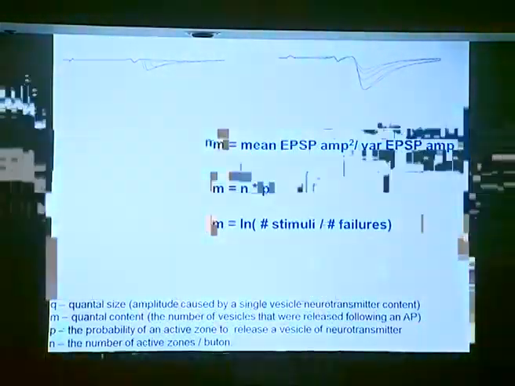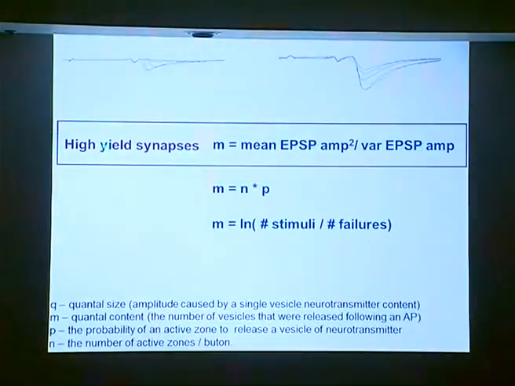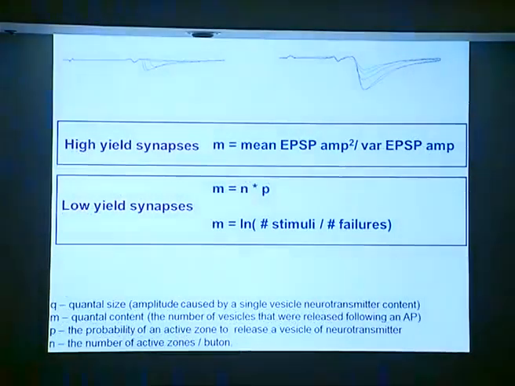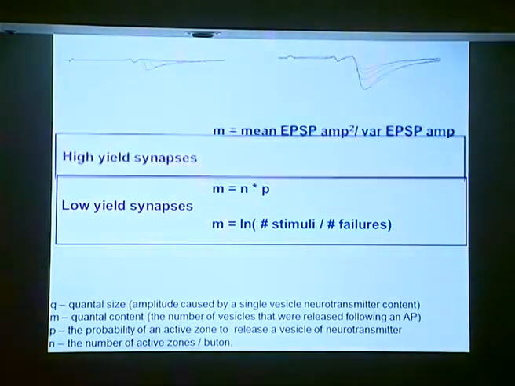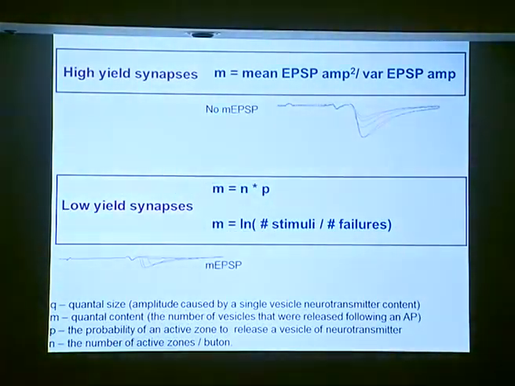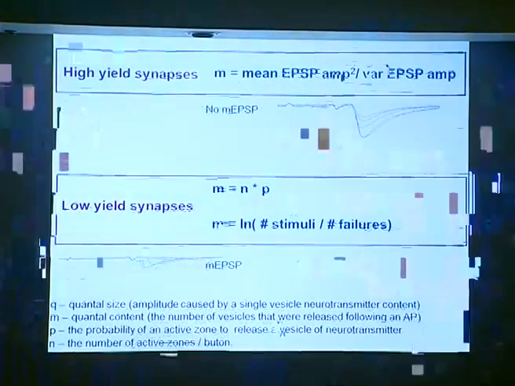We can characterize the synapses, and the high-yield synapses can be characterized just by the first equation because the release is really massive and we see no failures, which, as you see here, are needed for the calculation in the other methods. And the low-yield synapses could be described by this equation, and obviously we can use this too. Another characteristic of these 2 types of synapses is that in the high-yield synapse there is almost no spontaneous release of neurotransmitter, while in the low-yield synapse we see the miniature or spontaneous excitatory postsynaptic potentials or currents.